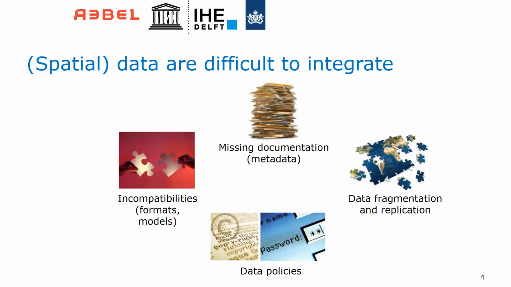If we deal with data, and especially spatial data, there are incompatibilities in formats and data models. Another challenge is that there is missing documentation or metadata about the data. In the next video we'll explain more about metadata. Also, data is very much fragmented and there's a lot of replication, so it's very hard to find the original source, for example for administrative boundaries, which can bias statistics. And we also have to deal with data policies. We will cover that aspect in the last video of this series.